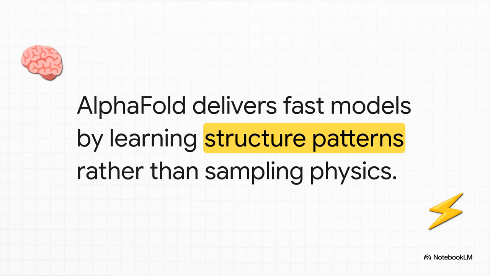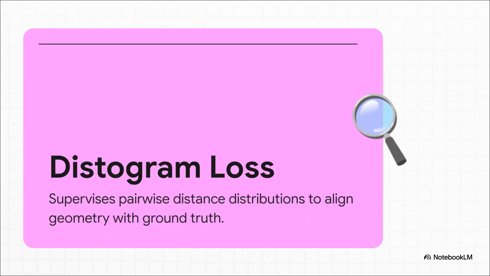It basically figured out the underlying rules of how proteins fold without ever opening a physics textbook. But to get there, it needed some really strict guidance during its training phase. While it was training, the AI was constantly making predictions, and when it made mistakes, it got corrected through mathematical signals. One super important correction method was histogram loss.